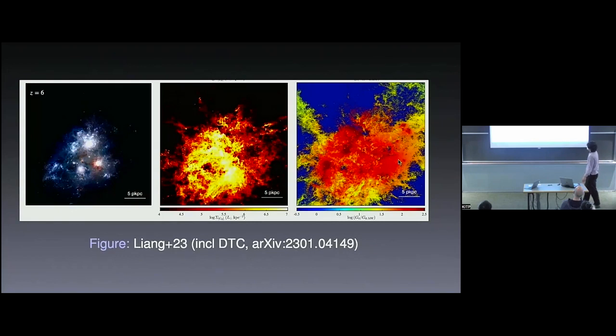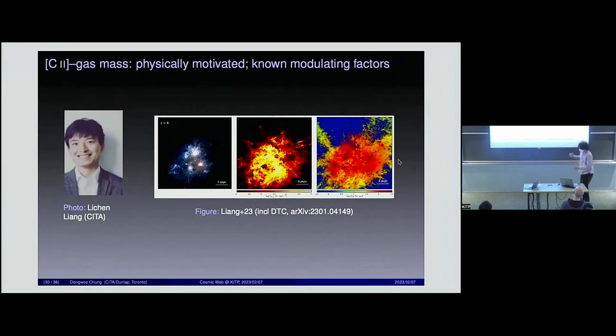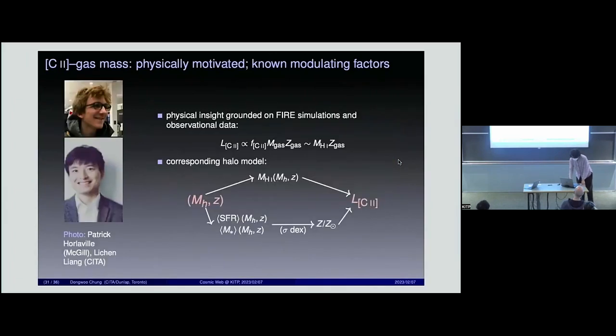And what's really going on is not that C2 is dominated by contribution from photon-dominated regions, it's really that the C2 is coming from the interplay between the interstellar radiation field and the diffuse parts of the interstellar medium. That is the dominant contribution. That is what Li Chen has found by looking at these FIRE sims at small scales.